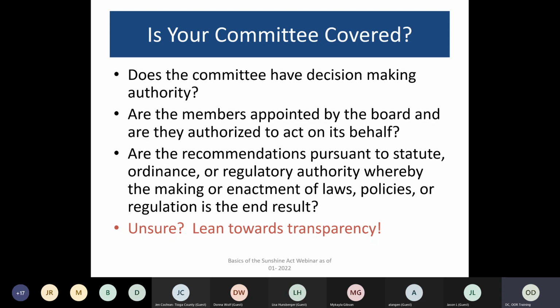Okay, and then Molly, here's the point that I'm getting at, and this is probably the most important one that's brought out by Wristow. Are the recommendations pursuant to statute, ordinance, regulatory authority, whereby the result is the enactment of laws, policies, or regulations? Okay, the safety committee's decisions are not going to result in any statutory changes. So that's why I would tend to argue that the safety committee would not be subject to the Sunshine Law.